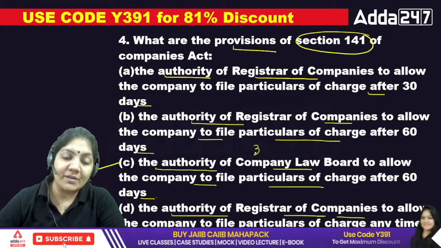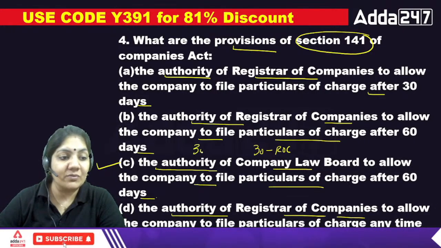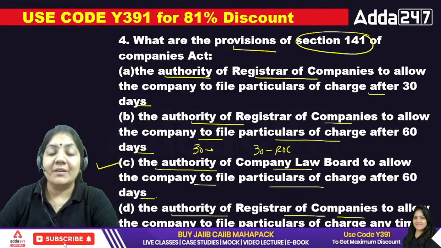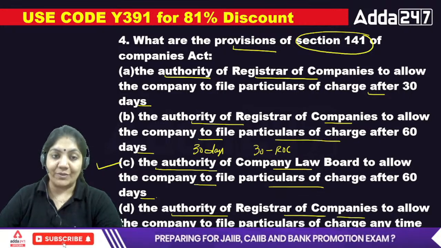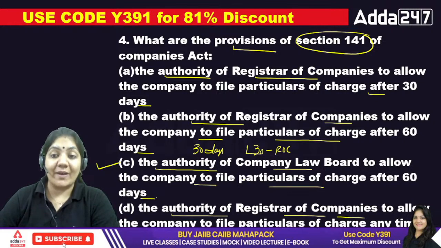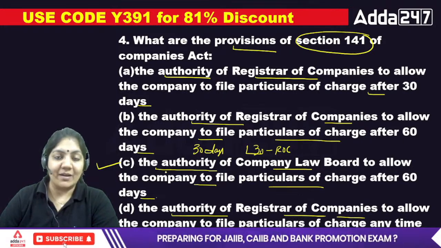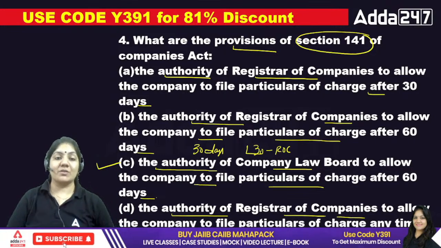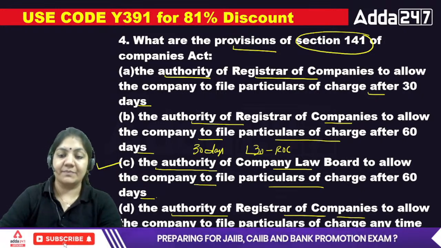See, 30 days will be given to the ROC. Yes, 30 days is the exact period in which we have to file the charge on the particular security, plus 30 days extra that will be given by the ROC. So that's why 60 is the right answer. So C will be the right answer for the fourth one. At least you have to remember the sections that I have highlighted in the class, those sections are important.